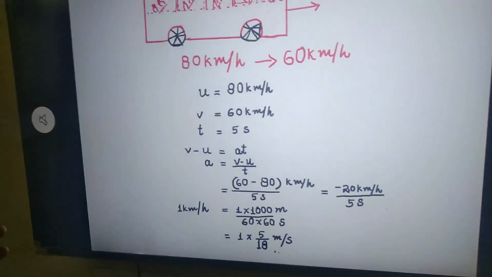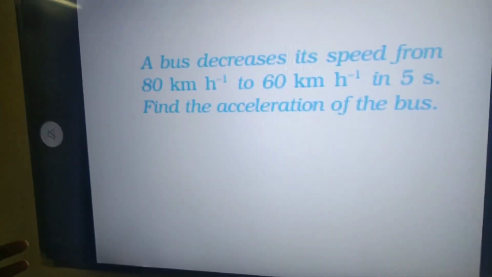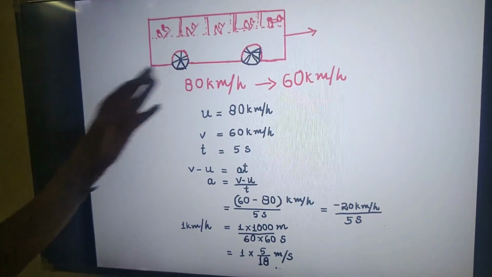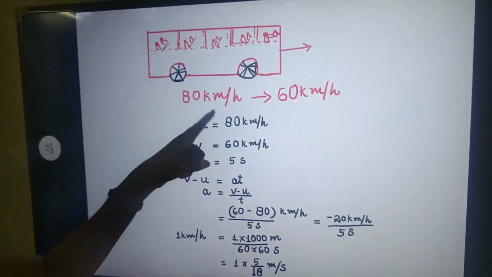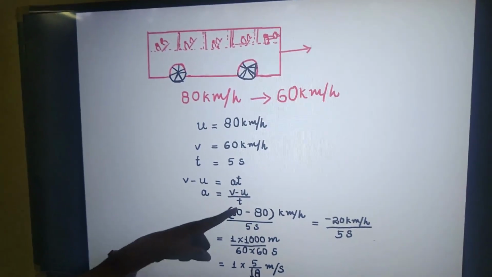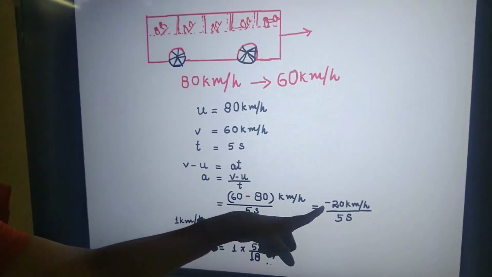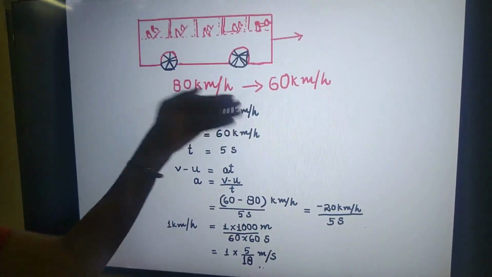I have given the solution already here, so you can go through it. Here comes the bus. It moves from 80 to 60. You have to find the acceleration, put the value. It comes minus. Why does the acceleration come minus? Because the bus is retarding. Retarding means the velocity is decreasing.